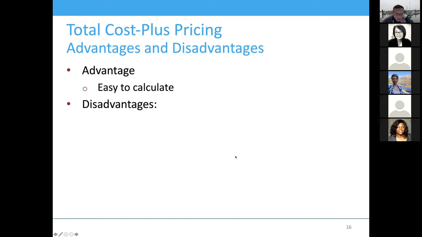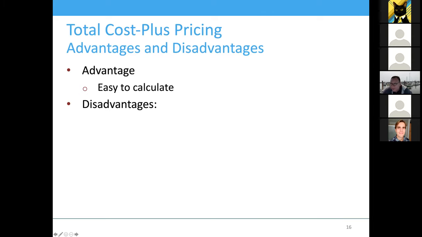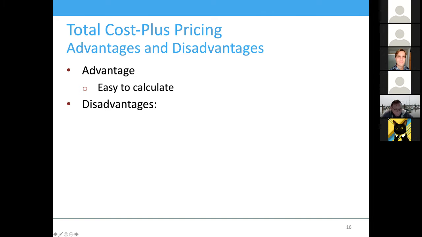What's the disadvantage using this approach? Anyone? This is a tough question. Rylan? No. Dan? It doesn't factor in the market and the market costs. Okay, very good. Aaron? From my other classes, for the price you have to consider whether the customer is willing to pay the price at a certain value.